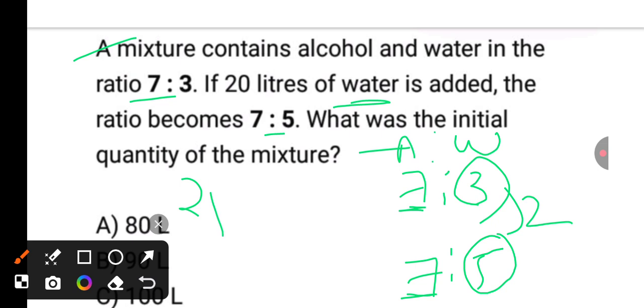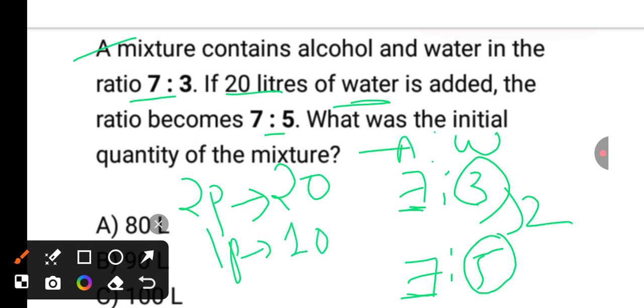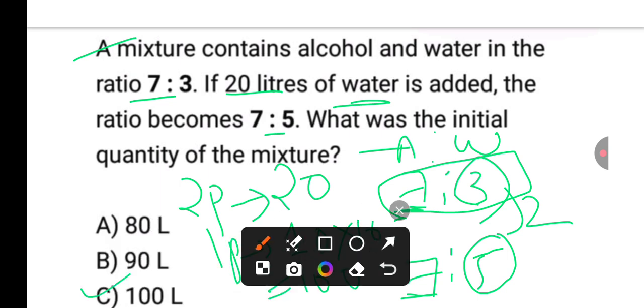2 parts equals 20 liters, as the question gives. So 2 parts value is 20, and 1 part equals 10. The question is, what was the initial quantity of the mixture? The mixture quantity is 7 plus 3, which is 10. 10 into 10 is 100. 100 is the answer.